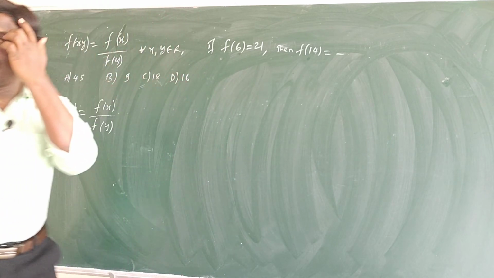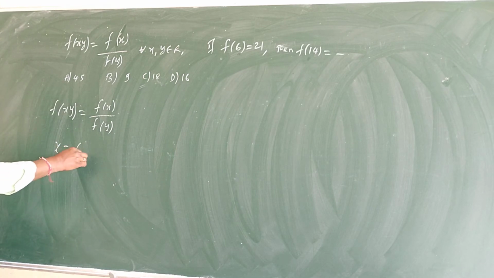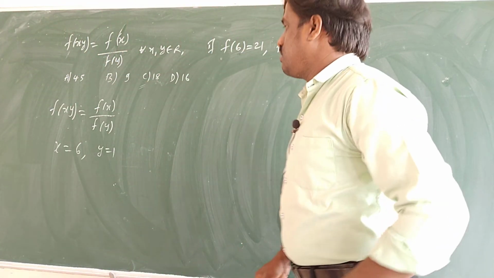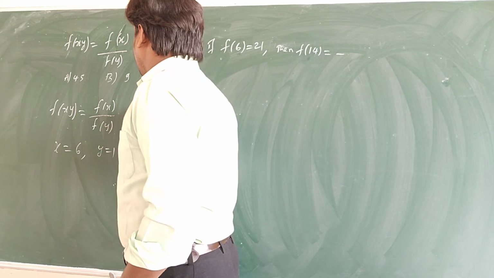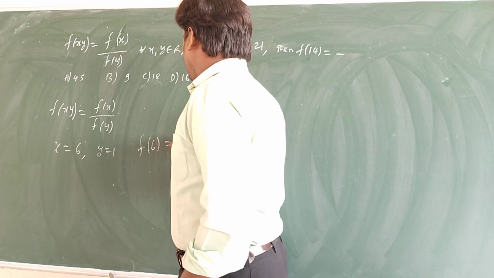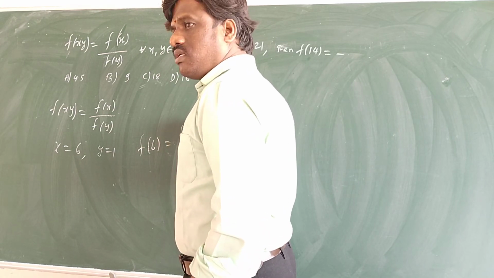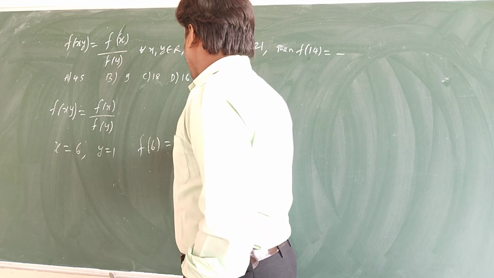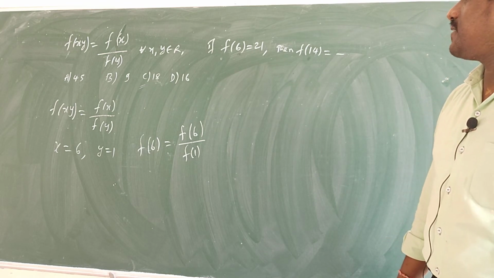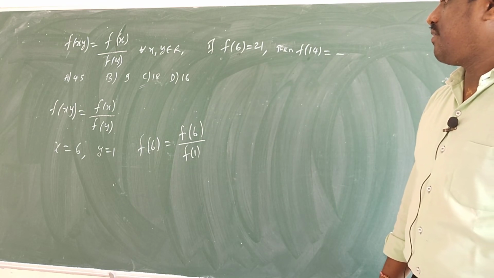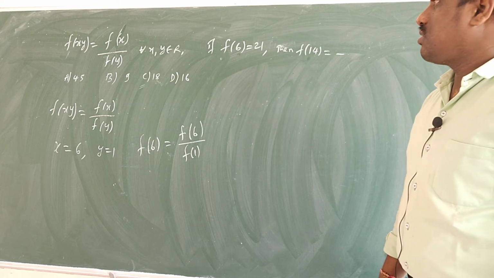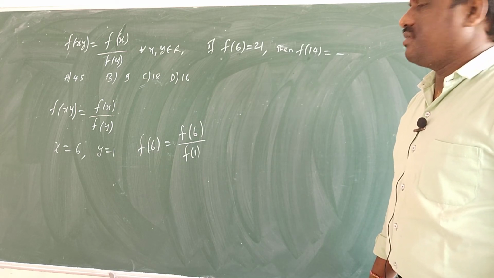Okay, then what you do here, x is equal to 6, y is equal to 1. If I substitute, what I will get, tell me? f of 6 equal to f of 6 by f of 1. तो क्या होगा? f of 1 value how much? Not given. f of 1 is equal to 1.